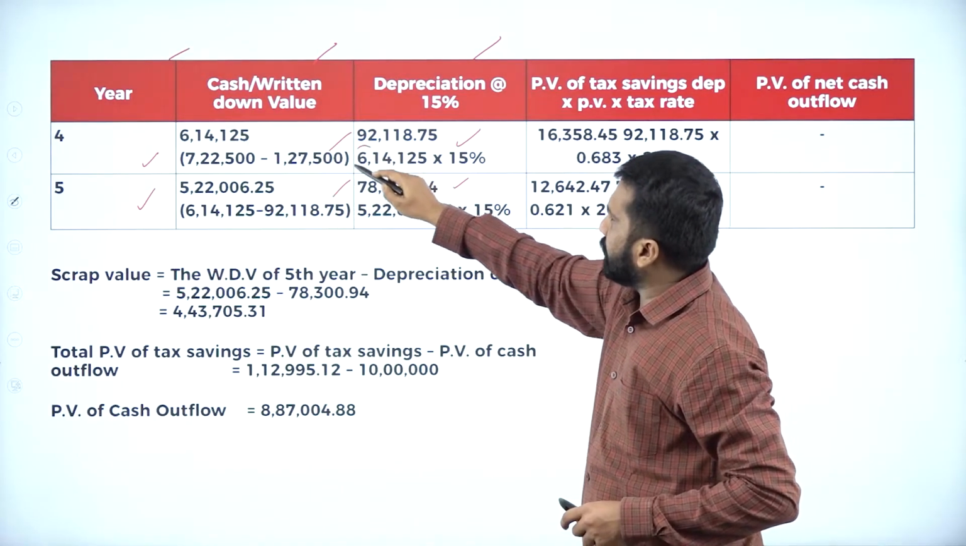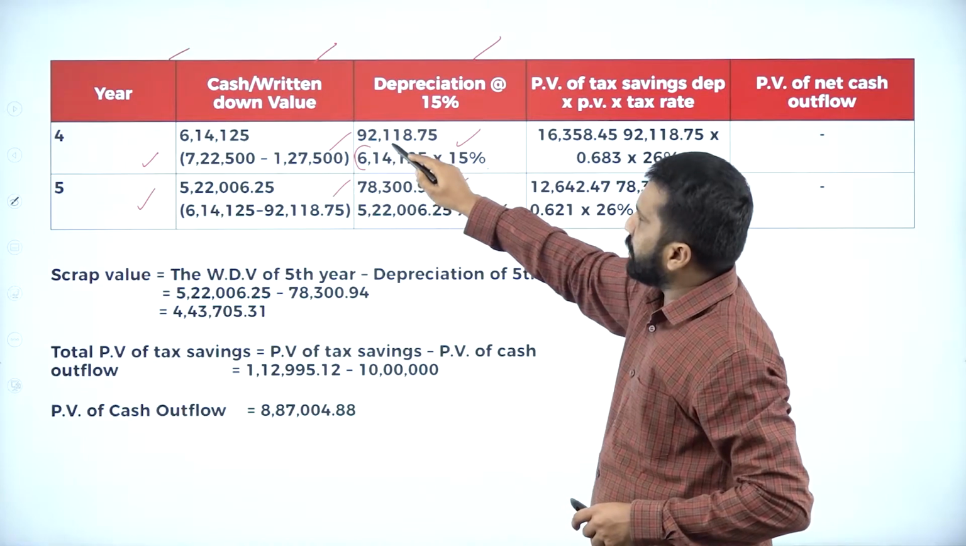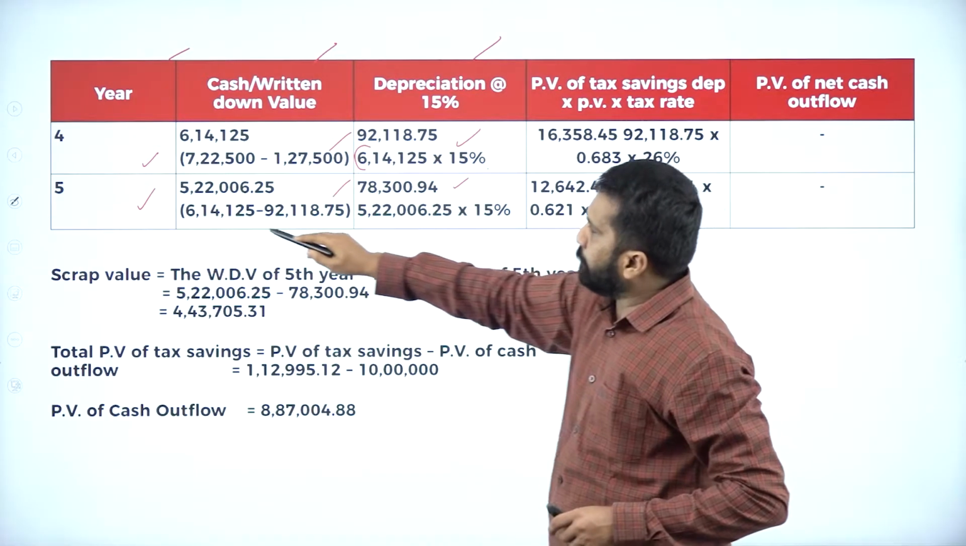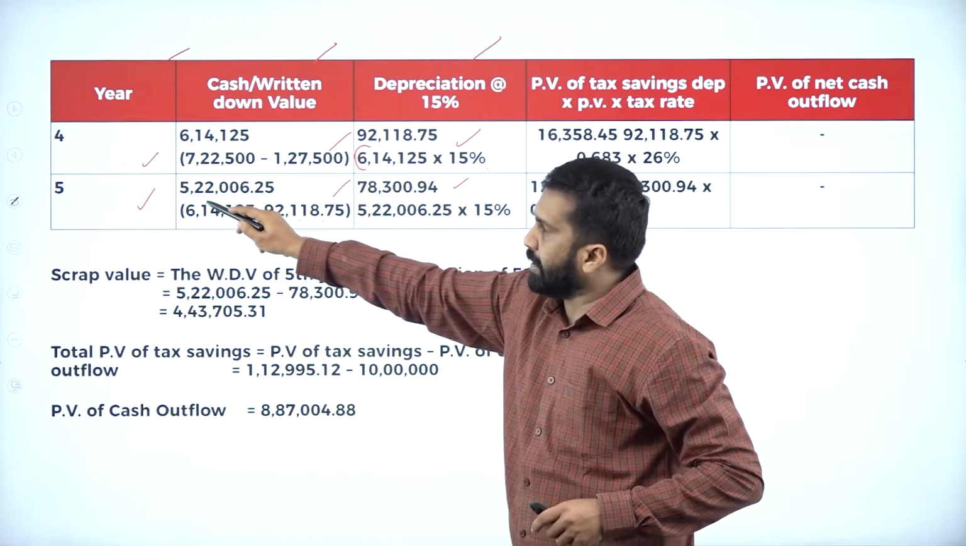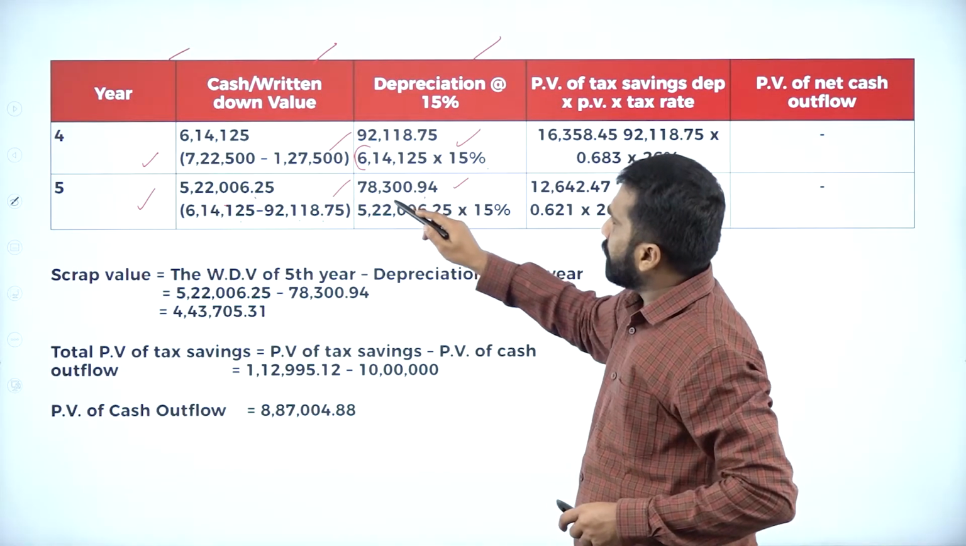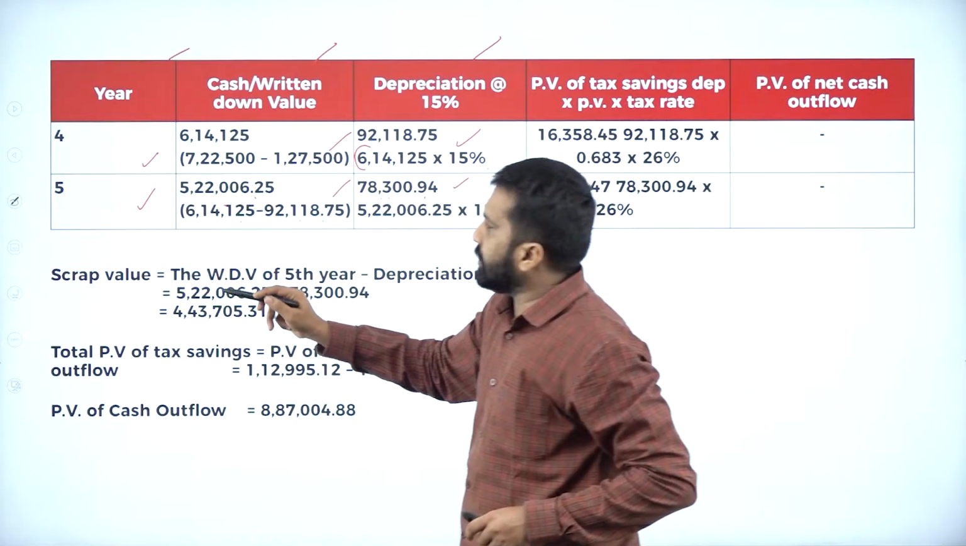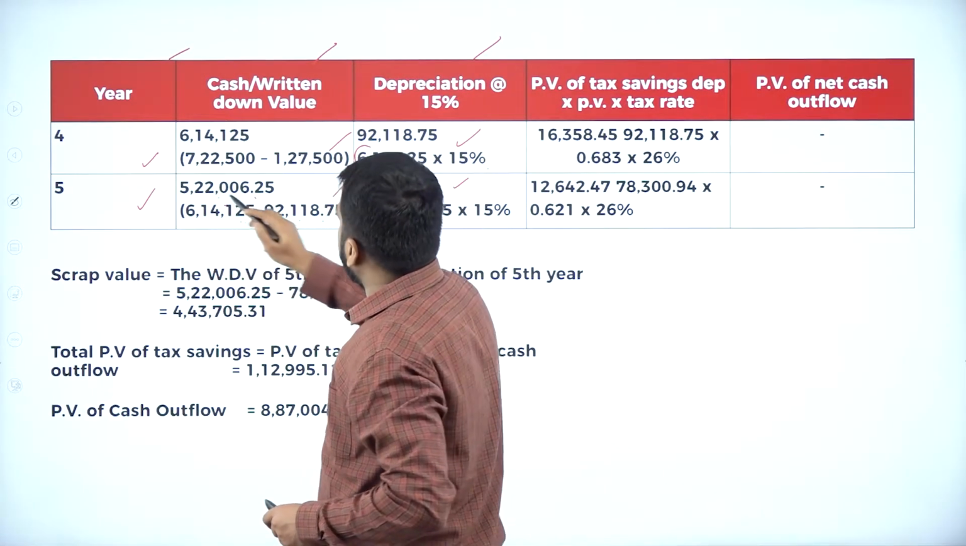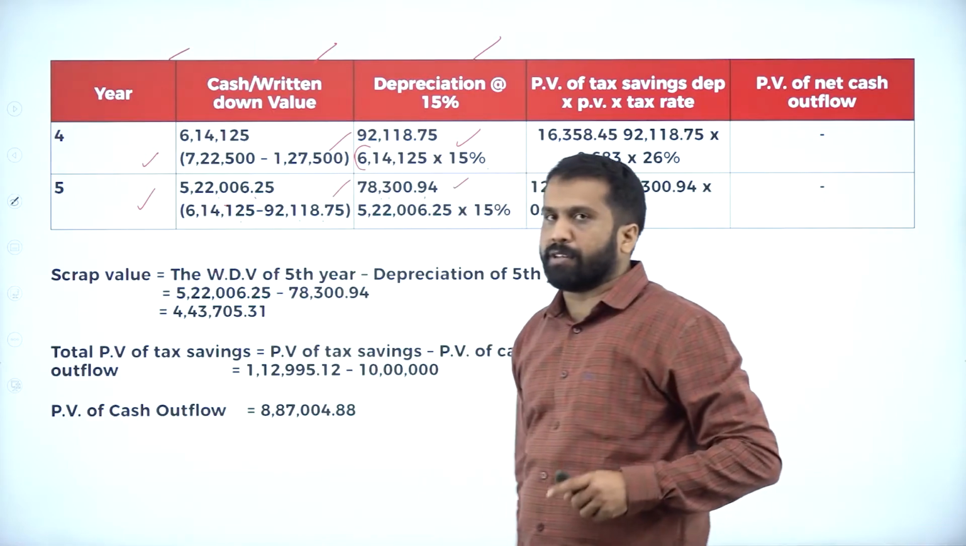6,14,000. 6,14,000 into 15%, 92,118. 6,14,000 minus 92,118, you get 5,22,000. 5,22,000 minus this, you will get 78,300. What is the closing WDV? 5,22,000 minus 78,300. We'll come later for that, okay?